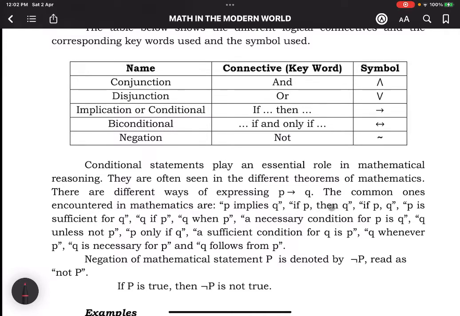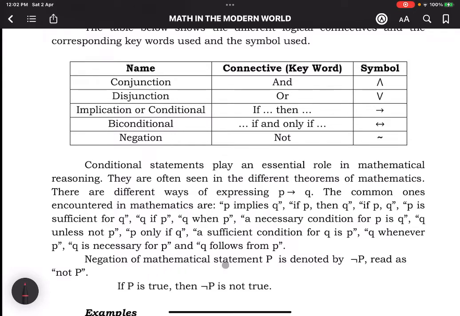This is what we will use: if P, then Q. Others are: P is sufficient for Q, Q if P, Q when P, a necessary condition for P is Q, Q unless not P, P only if Q, a sufficient condition for Q is P, Q whenever P, Q is necessary for P, and Q follows from P. So you will see that it is easier to read "if P then Q" as compared to the other expressions.